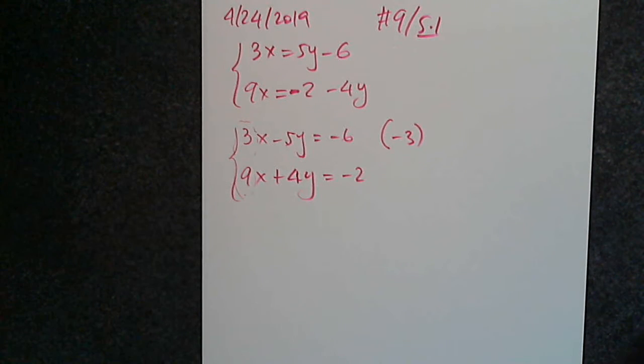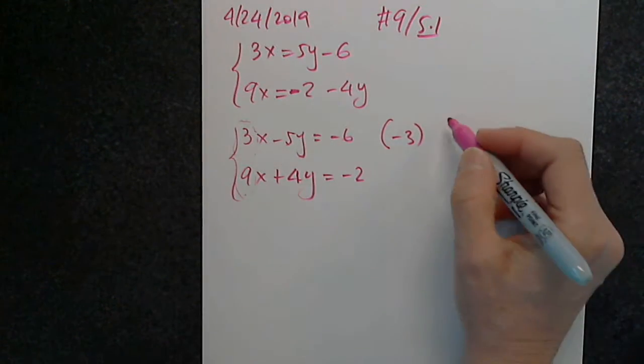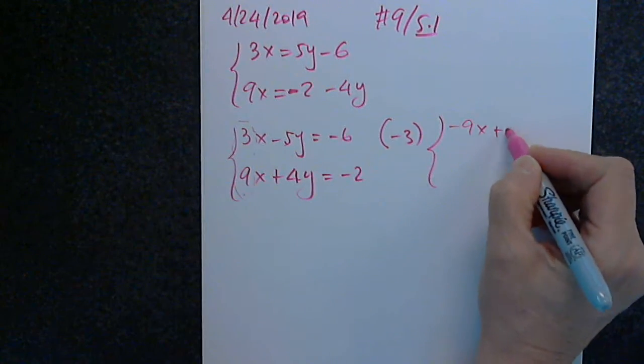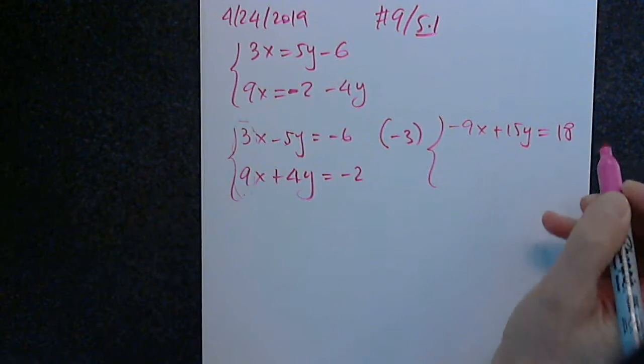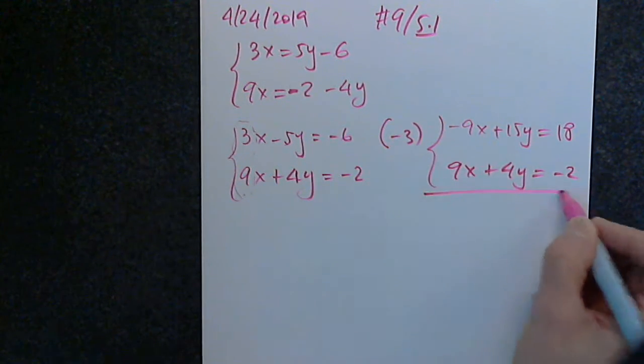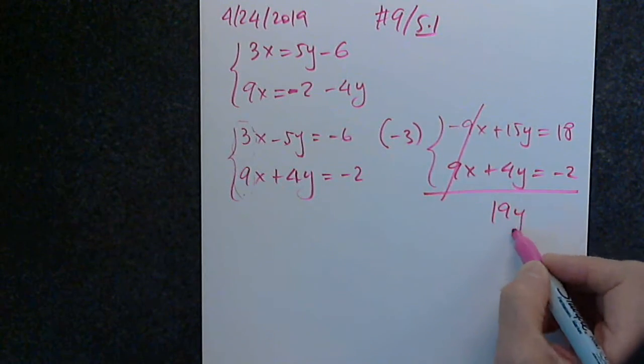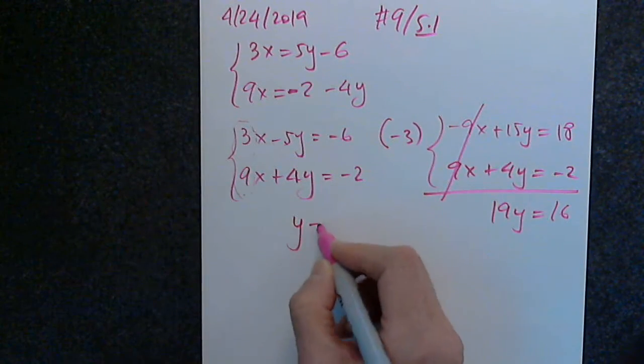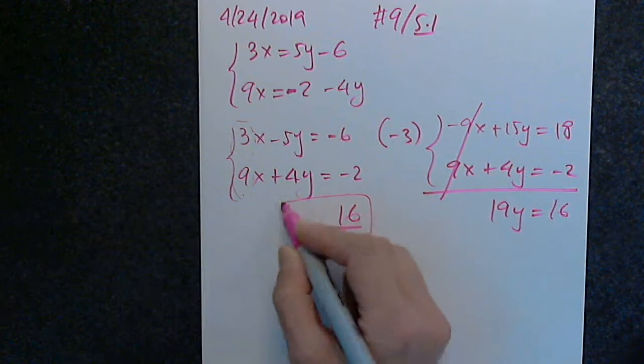So then we get -9x plus 15y equals 18. So -9x plus 15y equals 18. And then 9x plus 4y equals -2. Adding them, 19y equals 16, and there is nothing more we can do, y is 16 over 19.